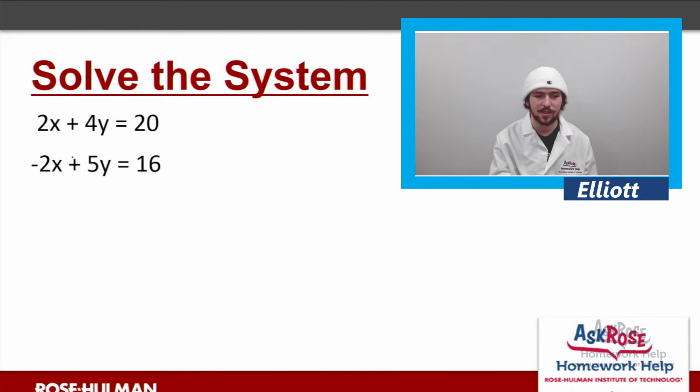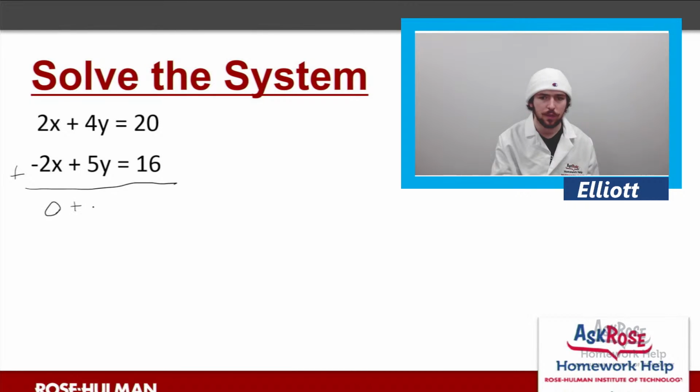Okay, so this one's set up really nice, where all we have to do is add the two together to cancel out this 2x and this minus 2x. So after doing a simple addition of both of these equations, we're going to get 0 plus 9y equals 36. Cool. Then now we have 9y equals 36. We can just go ahead and cross out that 0. So now it's just 9y equals 36. We're going to solve for y, so we're going to divide by 9 on both sides. And we're going to get y equals 4.